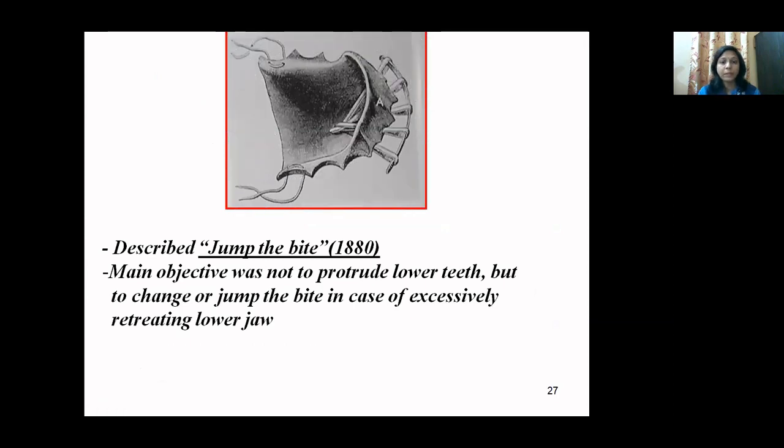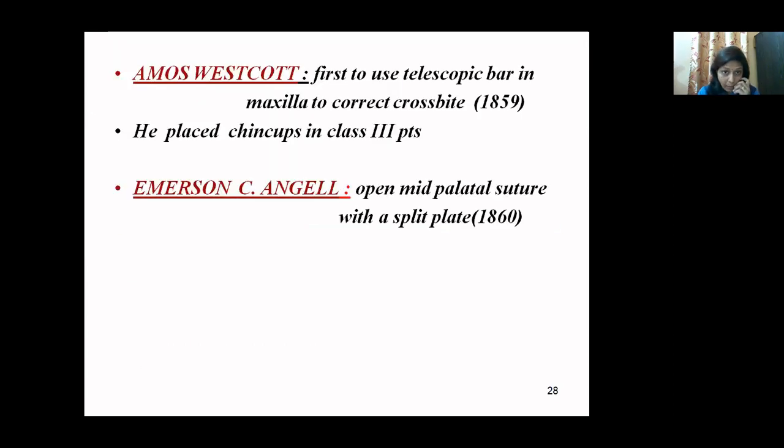He described the term jumping the bite, and his main objective was not to protrude the lower teeth, but to change or jump the bite in cases of excessively retreating lower jaw, which we see today as a foundation for our selection of myofunctional appliances for jumping the bite to correct class 2 malocclusion. Westcott first used a telescopic bar in the maxilla to correct crossbite. He placed chin cups in class 3 patients.